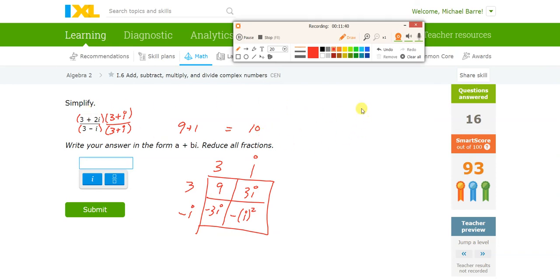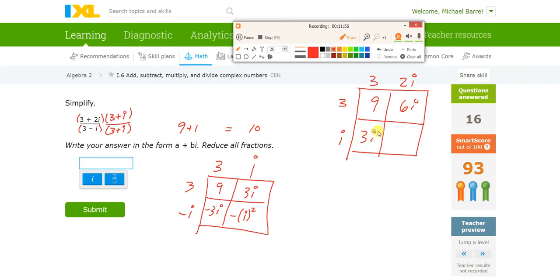I have to also do a box for the top piece of this. 3 plus 2i. 3 plus i, that's the conjugate. So 9, 6i, 3i, 2i squared, which is negative 2. That's going to take me to 7 plus 9i. So it's going to be 7 tenths plus 9i over 10.